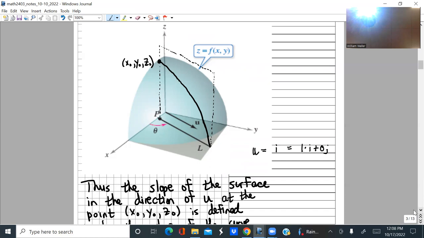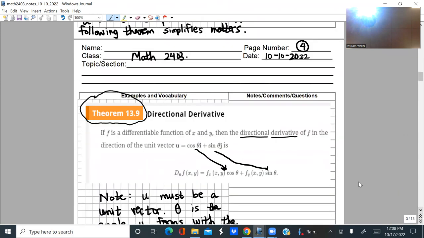So does that match the formula here? Let's see. We get 1 times this plus 0 times this. If your direction vector is i, you have 1 times i plus 0 times j, so you just take the 1 down and the 0 down, and look what you get out of that. You just get the first derivative with respect to x. So indeed, if you're looking for the slope along the x-axis, this formula gives it to you, just the first partial derivative. What if you're looking parallel to the y-axis? Well, what's your direction vector in that case?